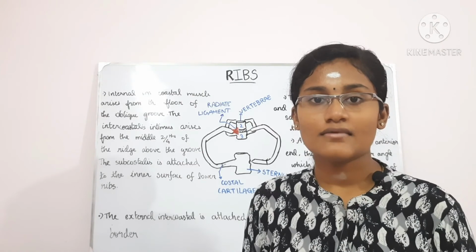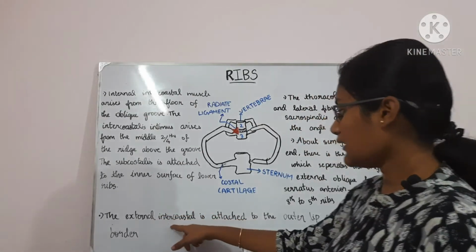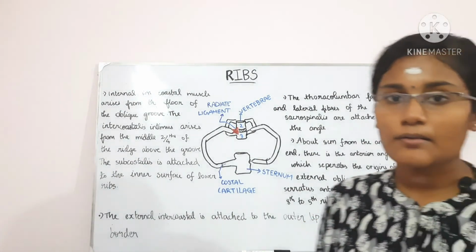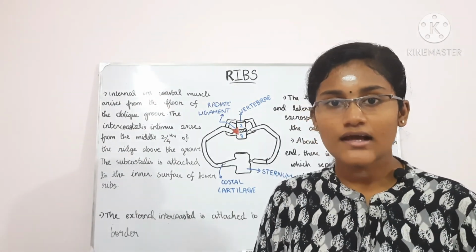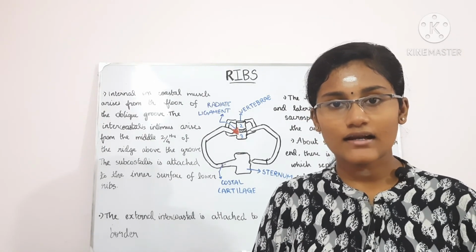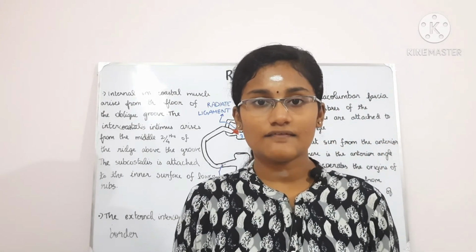And the subcostalis is attached to the inner surface of the lower ribs. The last thing that we're going to talk about is that the external intercostal is attached to the outer lip on the outer border. But the internal intercostal and the intercostalis intimus muscle are attached to the inner lip on the inner border. We have come to the end of this session.